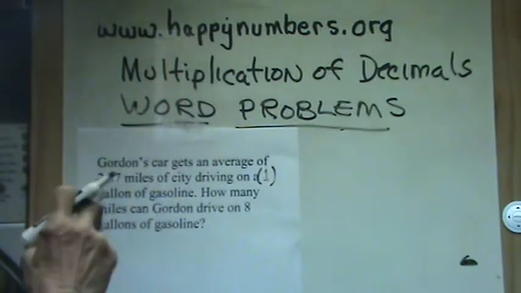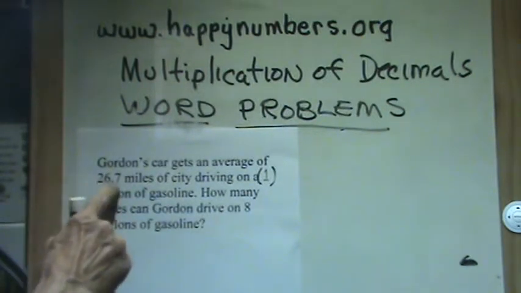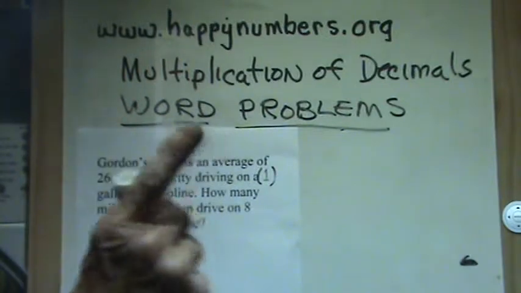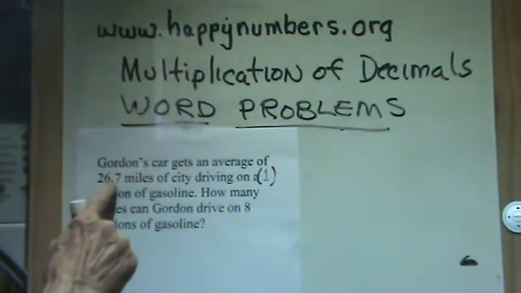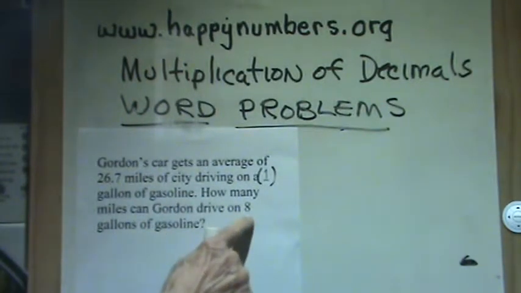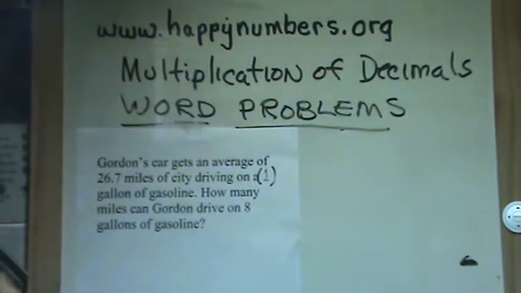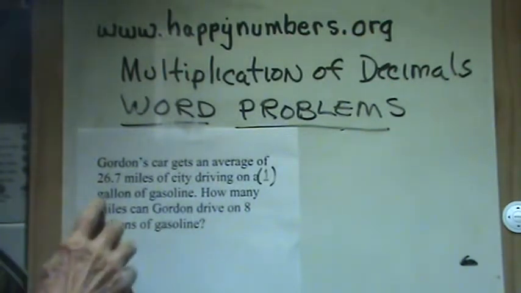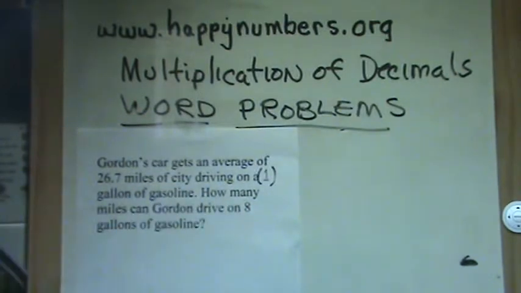If he gets 26 7/10 miles on 1 gallon, if we multiply 26 7/10 times 8, we'll get our answer. And that's multiplication of decimals. We're multiplying a decimal by a whole number. So go ahead and put your video on pause, do the multiplication, and then turn it back on and we'll go over it. Good. Let's see how you did.